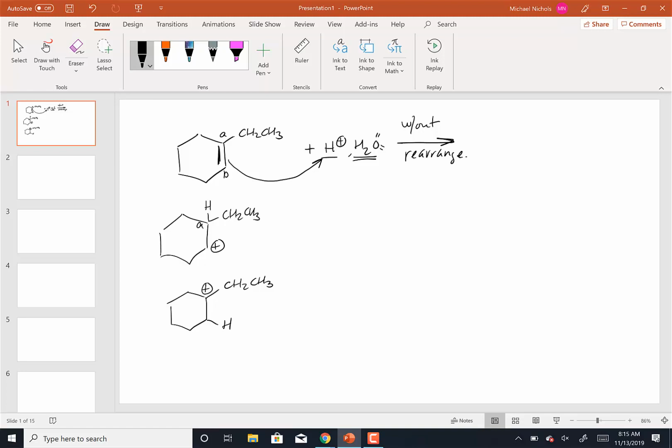And so that's my choice. My choice is always to add the electrophile, in this case H plus, to either A or B. And so if I add it to A, and if I add it to B, I get two different carbocations. So which carbocation is going to be the most stable? The one corresponding to A or the one corresponding to B?